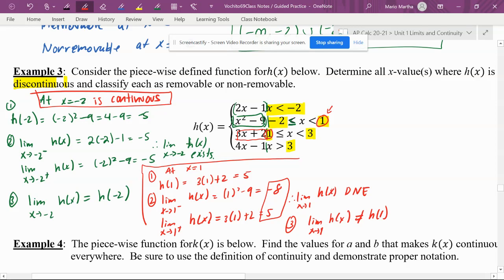All right, so again, in this case, since these two limits differ, we can say that at x equals 1, h of x is discontinuous. And in this case, since these two differ, it's a jump right there. We're going from -8 to +5. We can say it's discontinuous and non-removable. All right, so that's pretty much our second jump.